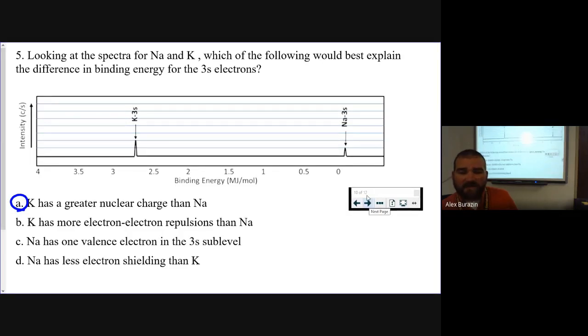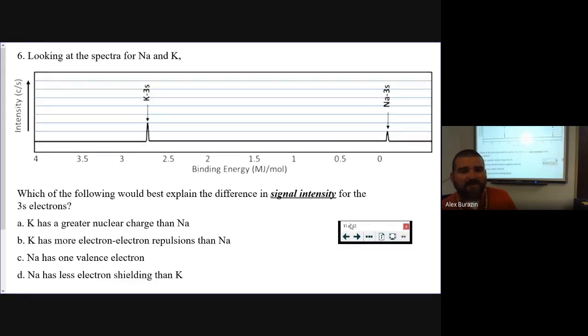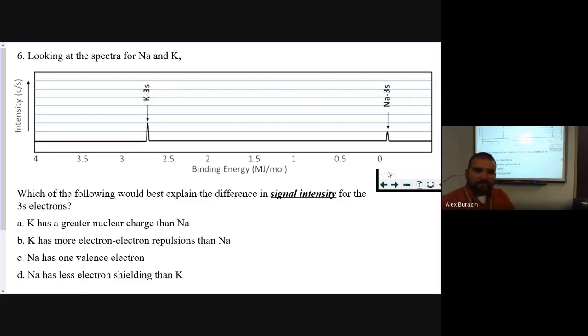Part 6. It's a continuation, same exact graph, but a different question. Which of the following would best explain the difference in signal intensity? And again, when I say intensity, I mean the height of the peak, okay? Why is there a taller peak for potassium's 3s compared to sodium 3s? Our options aren't great, so I'm going to kind of explain by writing off to the side here, okay? So potassium, okay? The electron configuration for potassium looks like this.